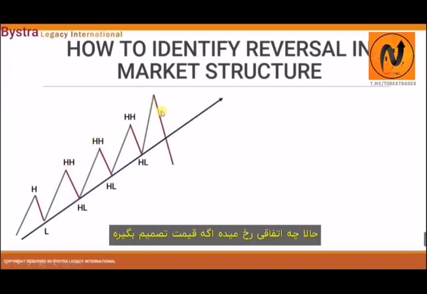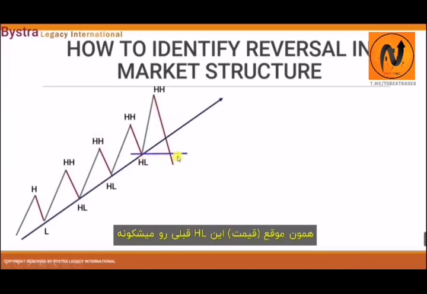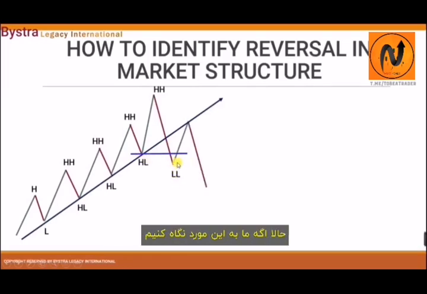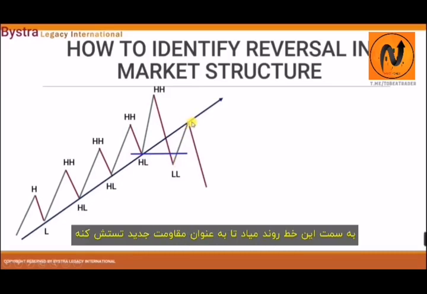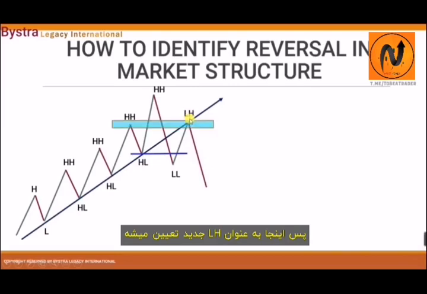Now what happened when the price decided to break this trend line? At the same time, it broke this previous higher low, so it has created a new lower low at this area. Now if we look at this, price comes to this trend line, tested as a new resistance, and continues to go downwards. Therefore, this will mark as a new lower high.